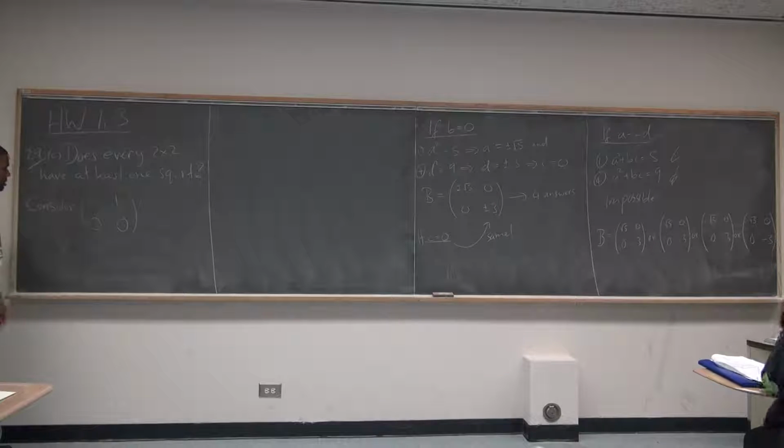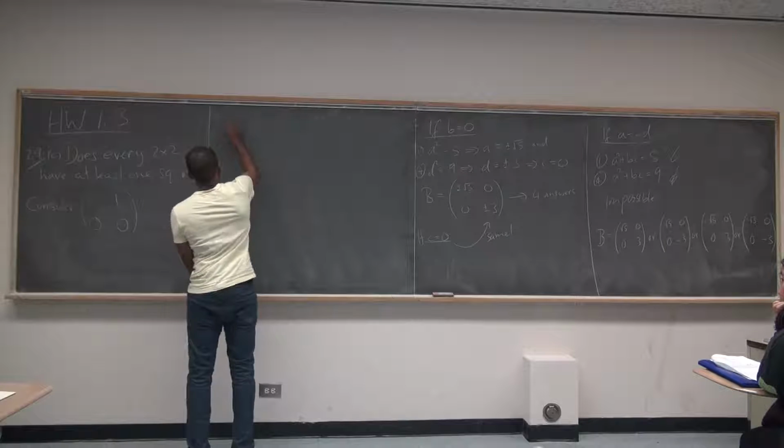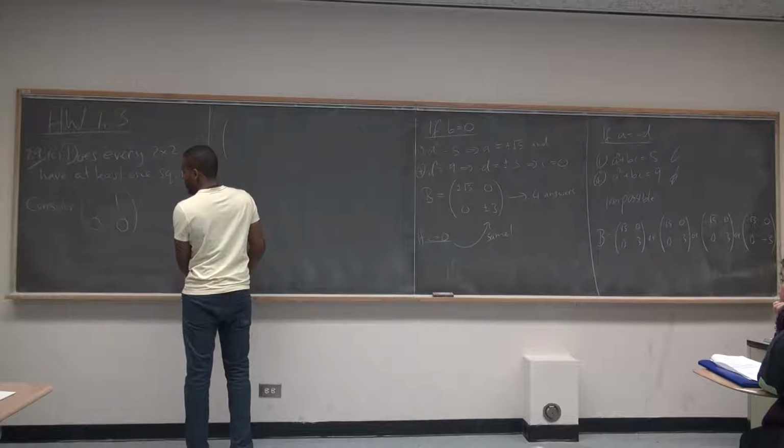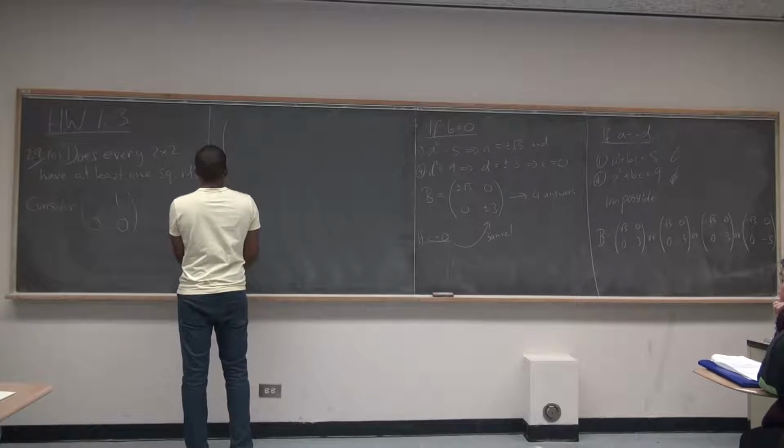So let's look at this guy. Does he have a square root? And maybe, if he does, then we can get some sort of clue as to how we could actually prevent him from having a square root.